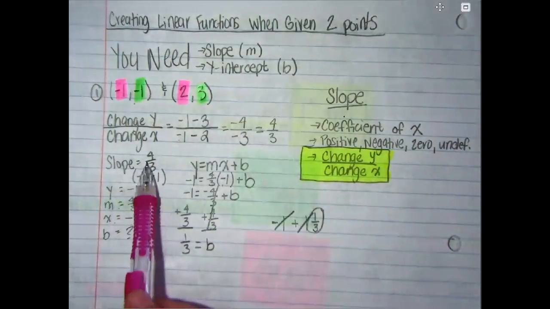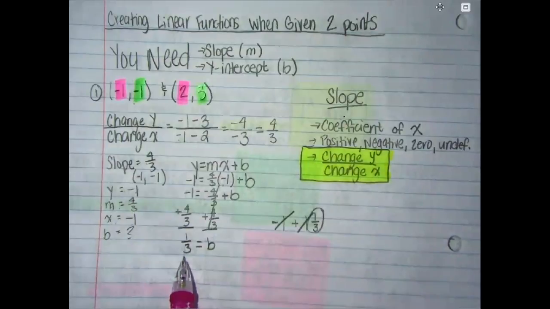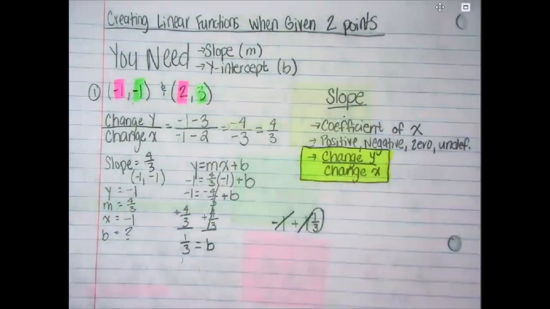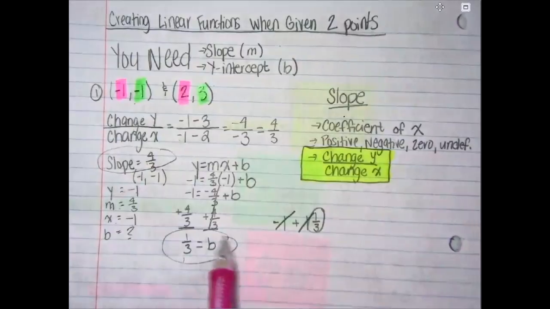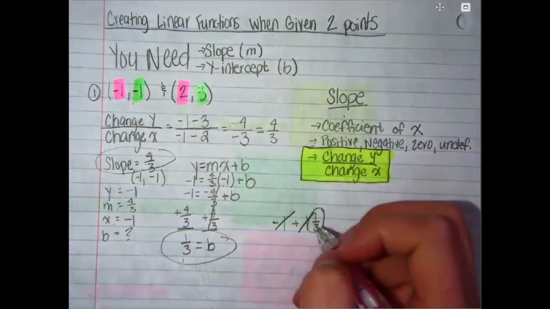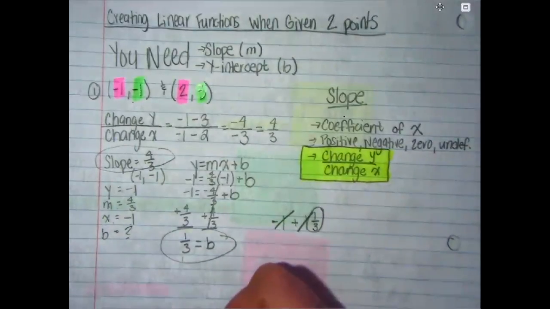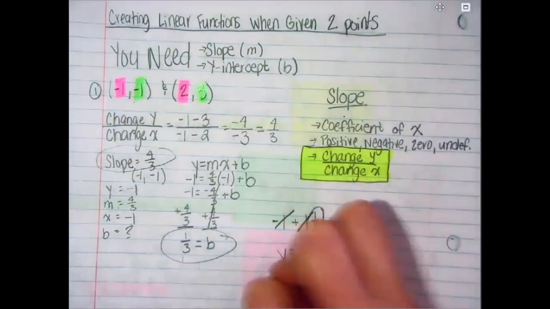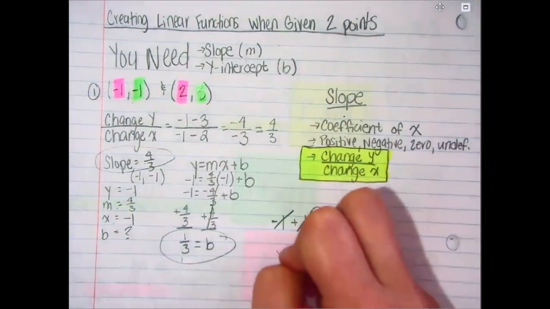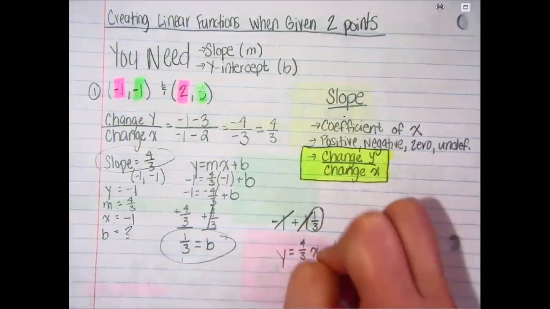So do I now have my slope? Yes. Do I now have my y-intercept? Yeah. Can I now create my linear function? Yes. Julia, what is that linear function going to be if my slope is 4/3 and my y-intercept is 1/3? Okay, I'm only going to substitute values in for slope and y-intercept. Beautiful.